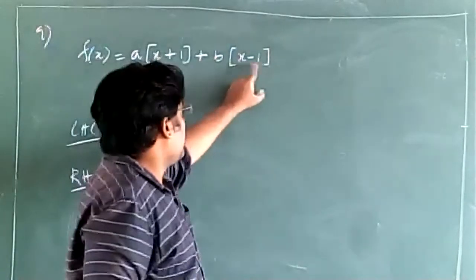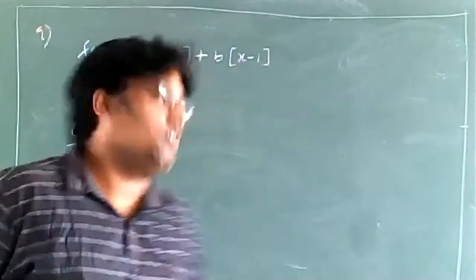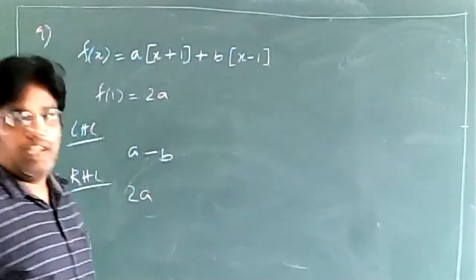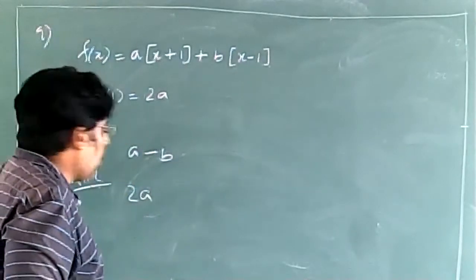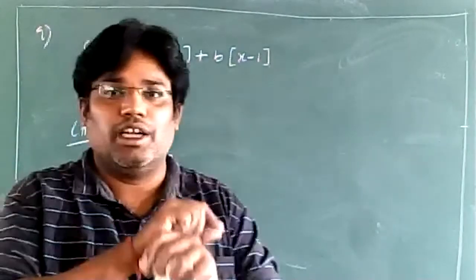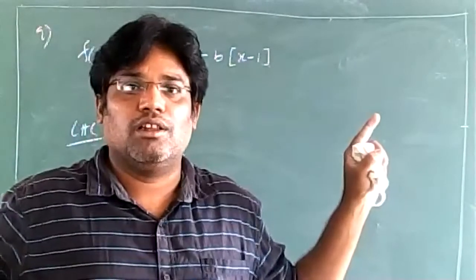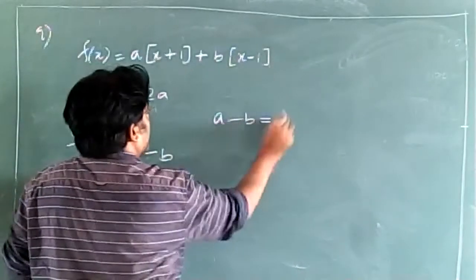Next, 1.1 minus 1 is what? 0.1. Step function of 0.1 is what? 0. Now this is continuous. LHL at x equals 1, RHL at x equals 1, f of 1. What is he asking? It is continuous at x equals 1. Then he is asking for a relation. When it is continuous, a minus b will be equal to what?